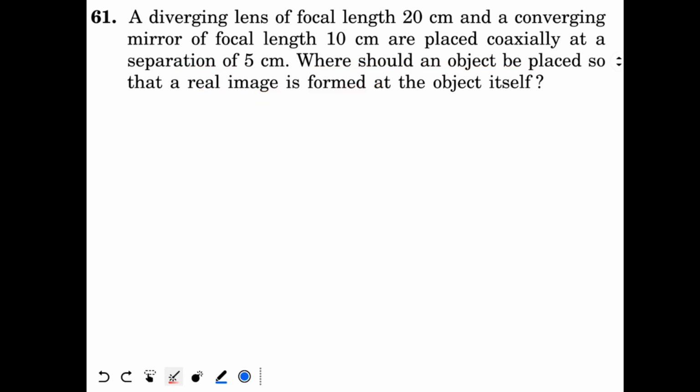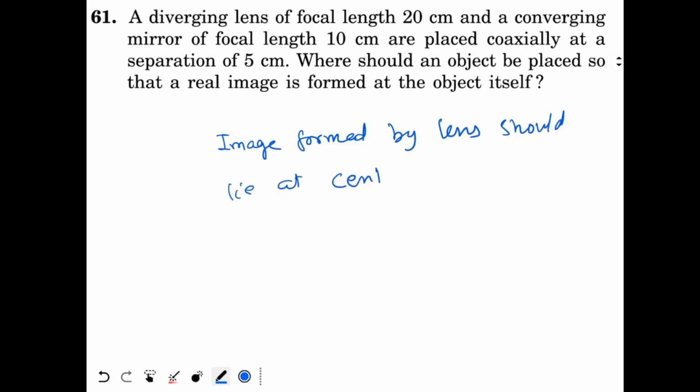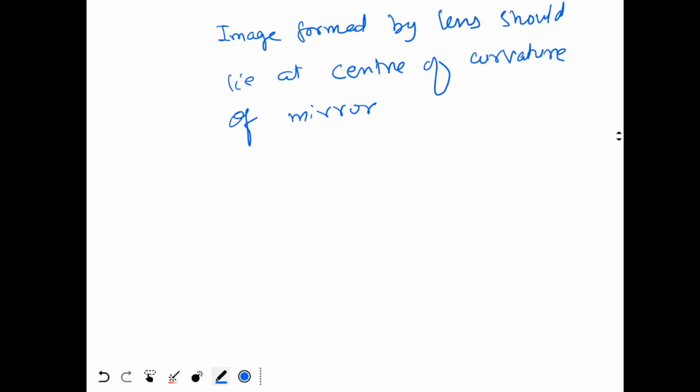तो देखो, बहुत आसान क्वेश्चन है। The image formed by a lens should lie at center of curvature of mirror. In that case, the light rays will retrace the path, okay, and they will again come back to the starting point, that is the object. So how the diagram should look like?